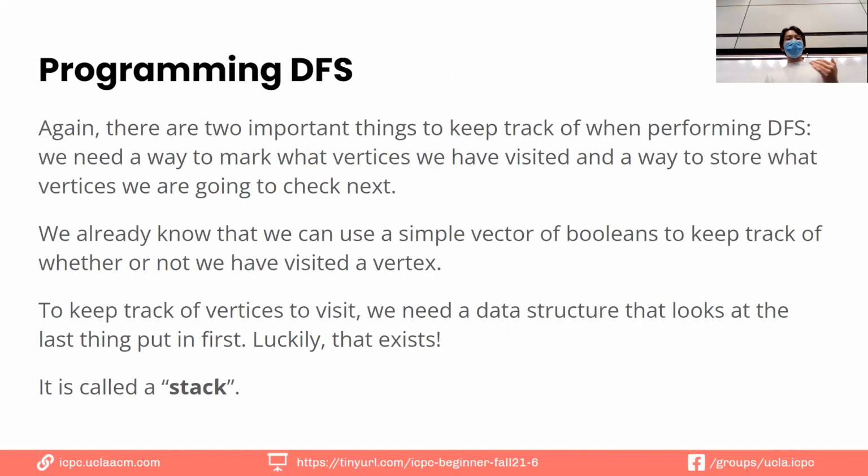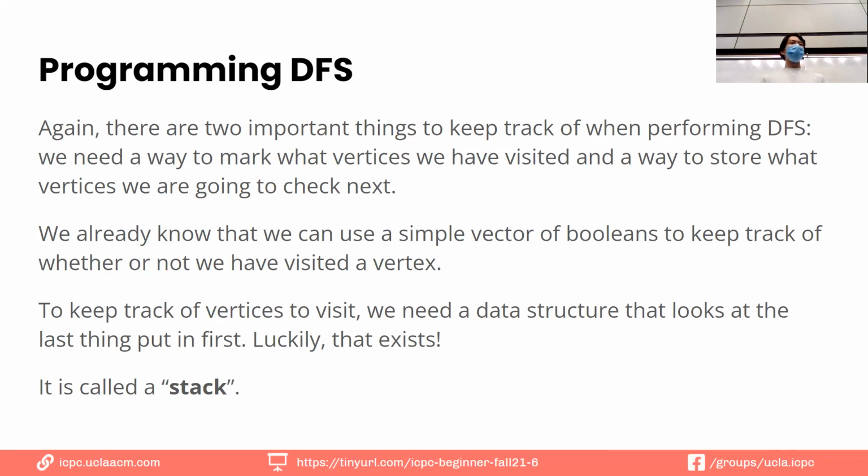So once more, when we want to implement DFS, there are 2 things we need to keep track of. So we need to keep track of which vertices we visited. So we've already done that. It's the exact same as BFS, where we keep track of a Boolean array. And we also want to keep track of which vertices we're going to check next. So in this case, we don't want first in, first out. We want first in, last out, or last in, first out, which is the same thing.